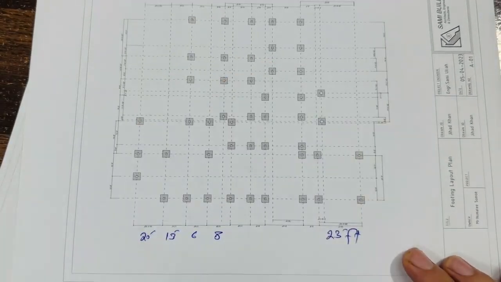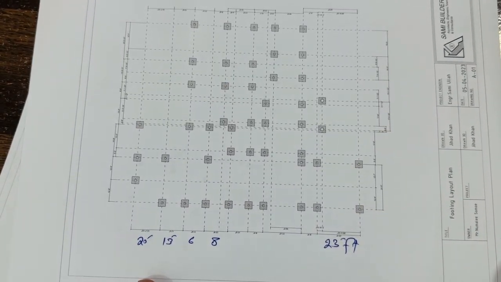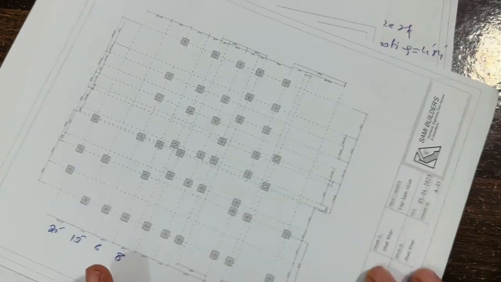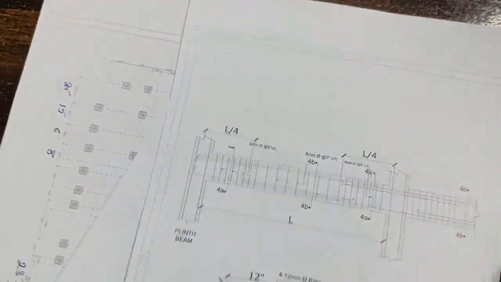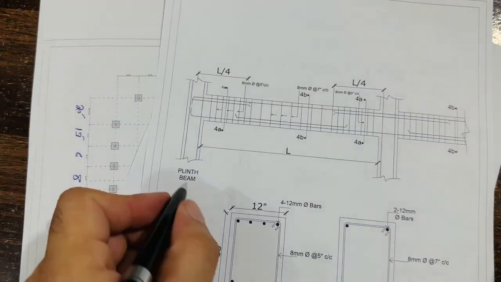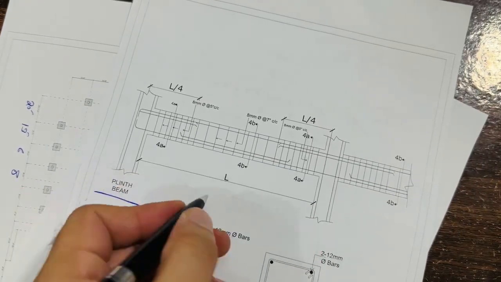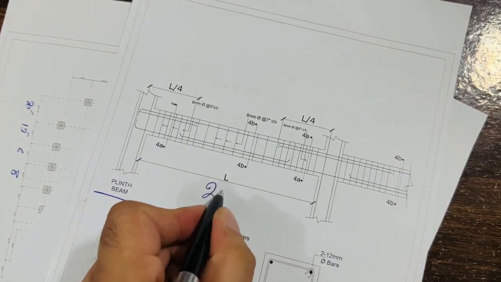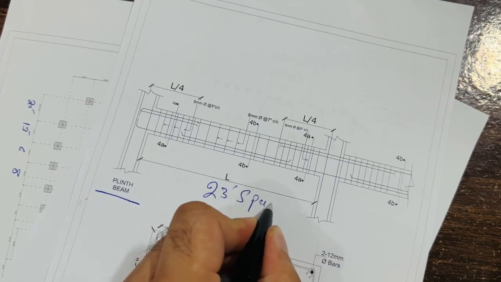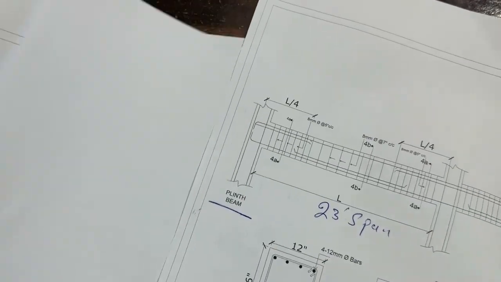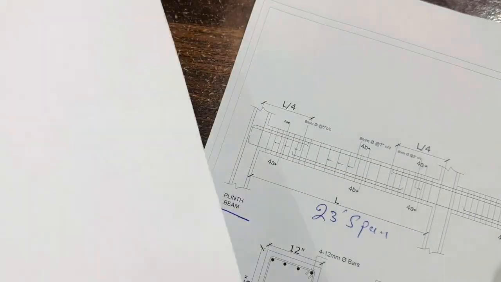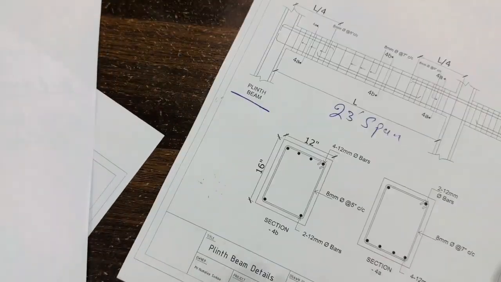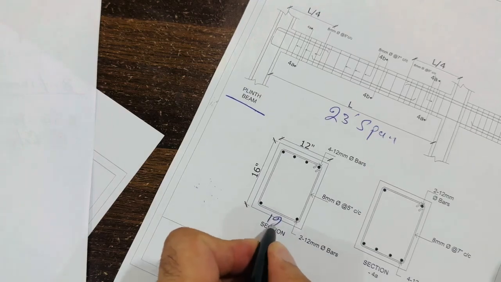Okay, so actually I did this plan for one of my clients, so therefore I am guiding you properly. On the other side, guys, you can also see the plinth beam. You can see the span between each column. Suppose I am using a 23 feet span here. Okay, from this layout plan, guys, you can see the size of the footing is 12 by 16 inches, width is 12 inches.